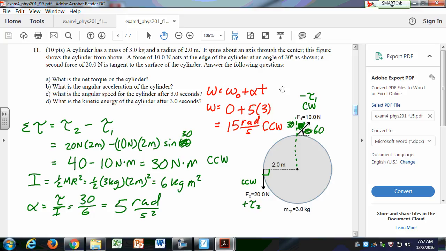And then what is the kinetic energy? The kinetic energy is 1/2 I omega squared. And that's going to be 1/2 of 6 times 15 squared. What's that? 675 joules, or 680 joules. Something similar to that. It might be slightly more complicated in how you approach the kinematics or the energy.